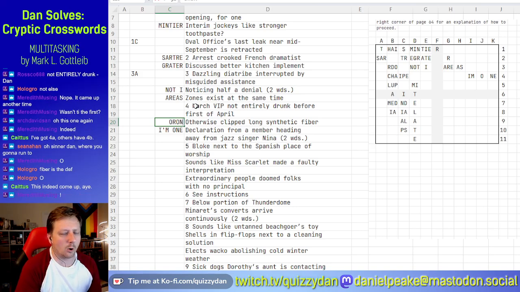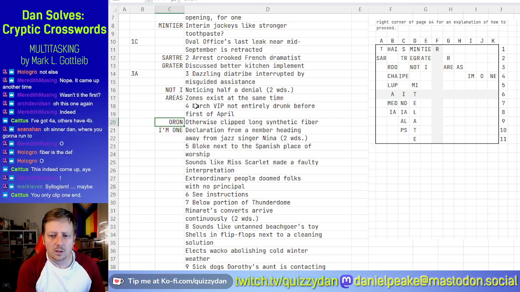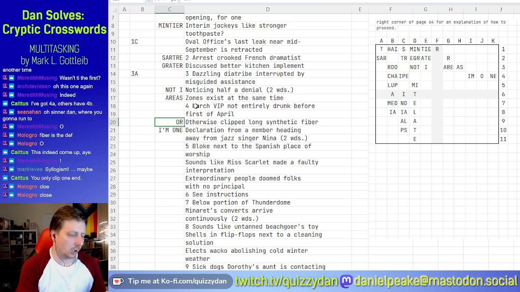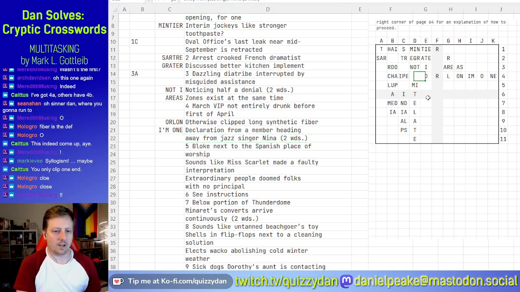And if you clip long, it's oron. Oron. You only clip one end. Orlon. That's your fibre. Okay. O-R-L-O-N. Randomly putting things in here. Really should not be doing this, should I? Because which of these is right and which of these is wrong?